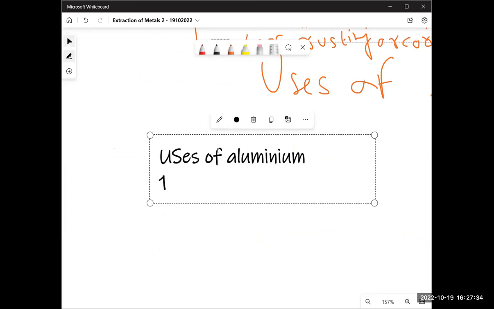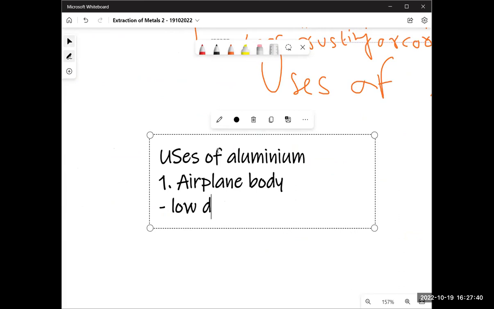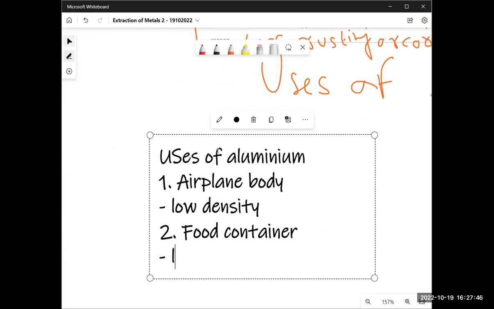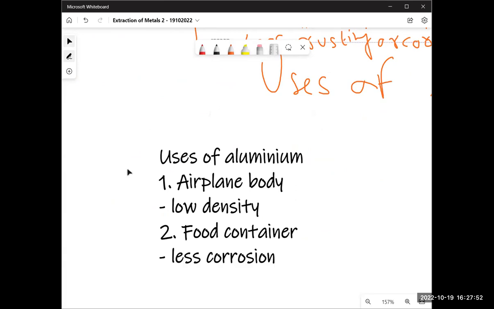First, one thing is airplane body, which is low density. Next thing is food container. Why? Because of low rust or less corrosion. Now, Safa, how did you get the correct answer? Tell me.